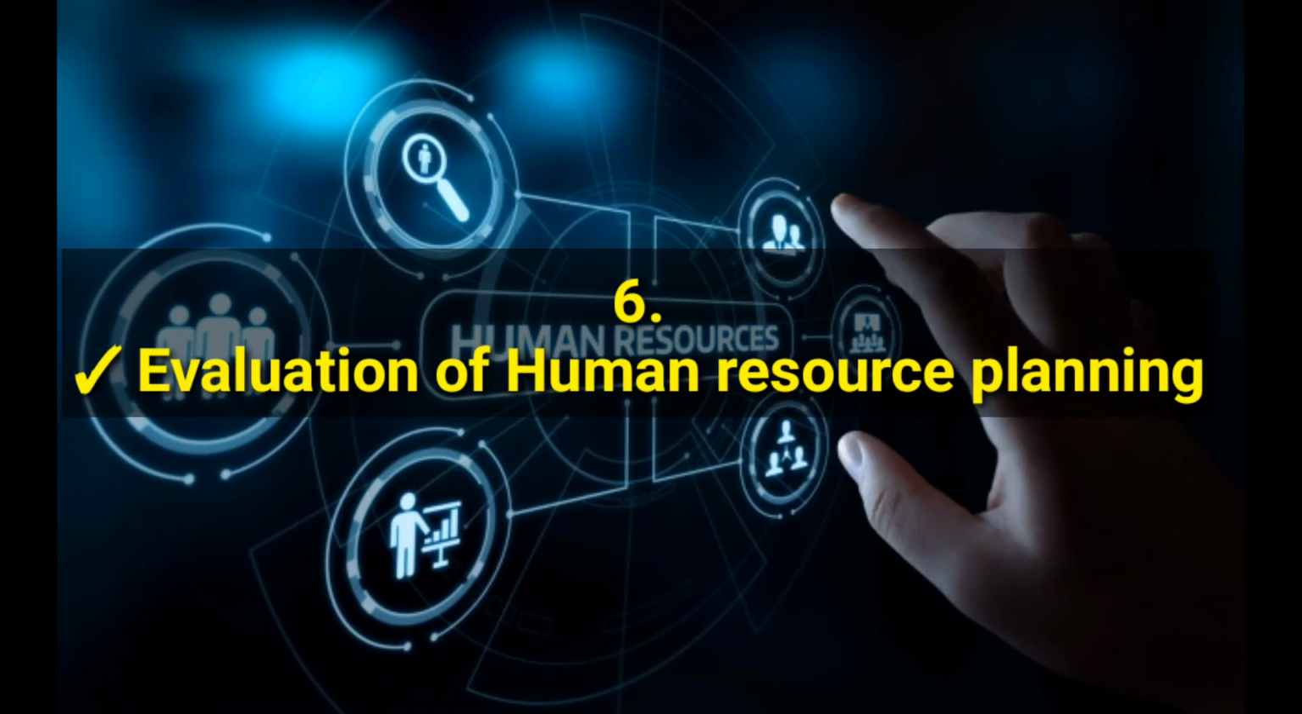And the last stage in the human resource planning process is evaluation of human resource planning. And this is aimed at establishing the extent to which the human resource planning objectives have been achieved. And those were the 6 steps of the human resource planning process.